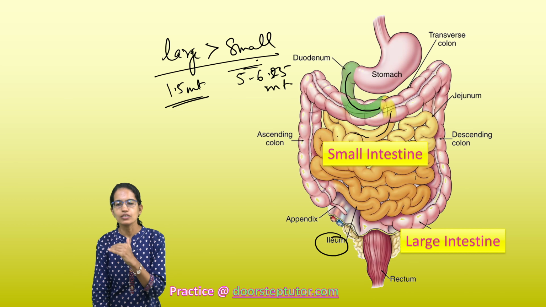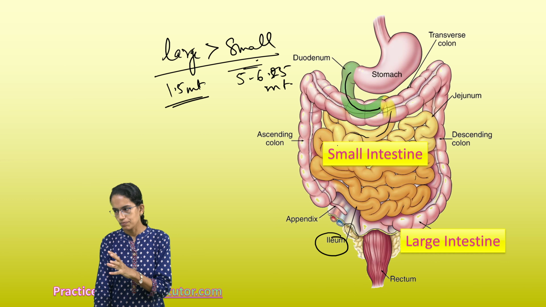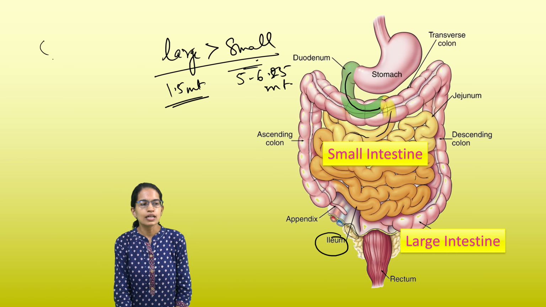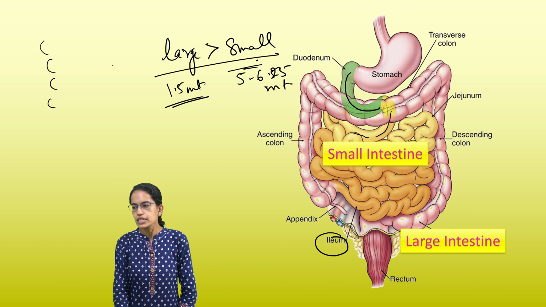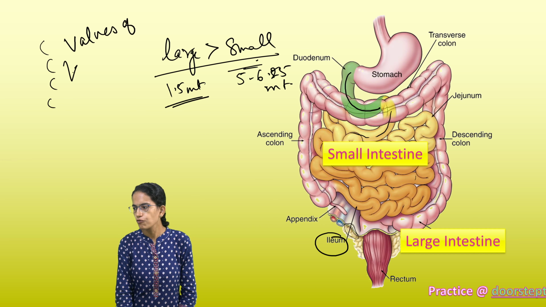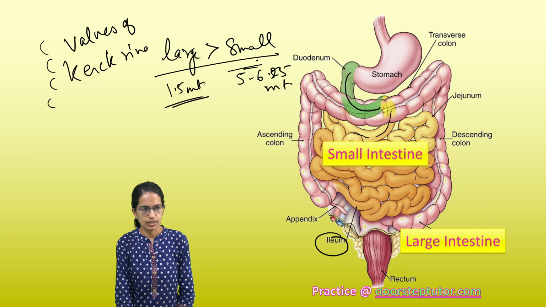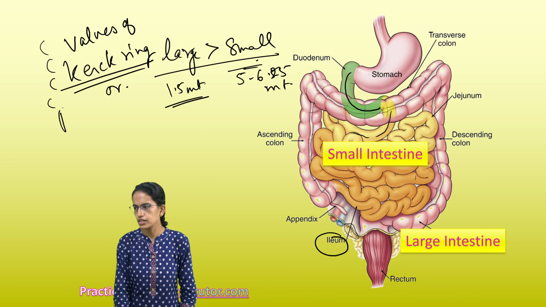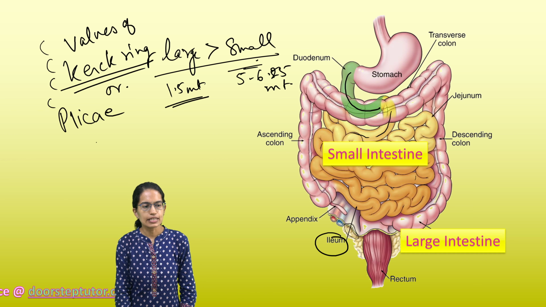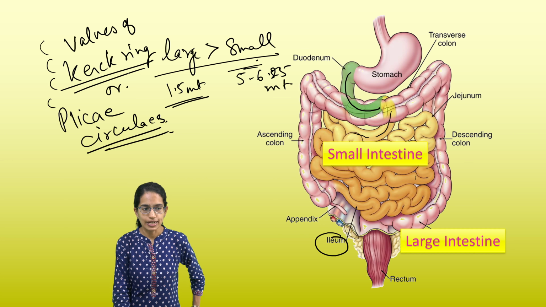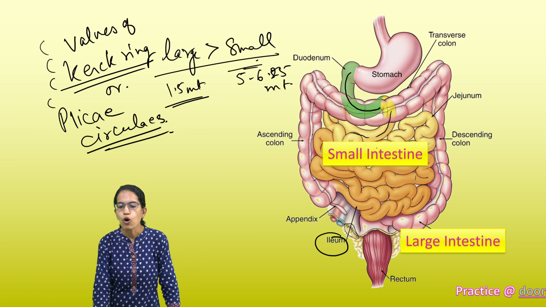Now the three parts of the small intestine are important, but before that we understand that in the whole of the small intestine there are small circular folds. These circular folds are known as the valves of Kerckring. So valves of Kerckring is one of the terms, and another important term is plicae circularis. So either it is called plicae circularis or valves of Kerckring. Those are the folds of the small intestine.